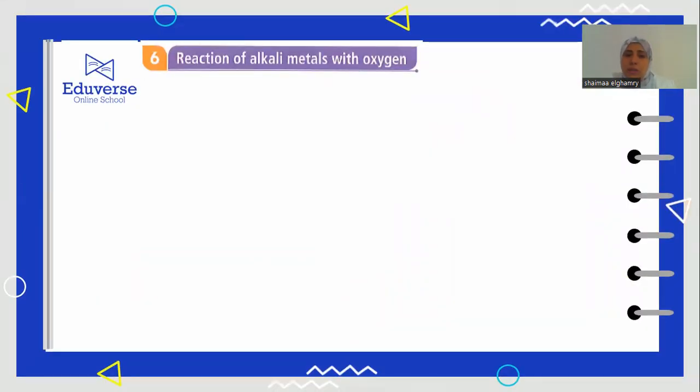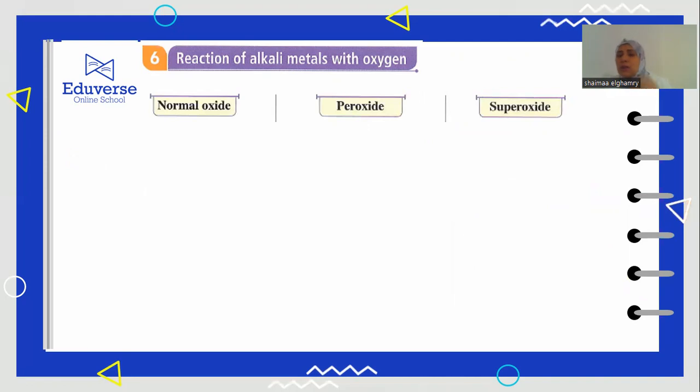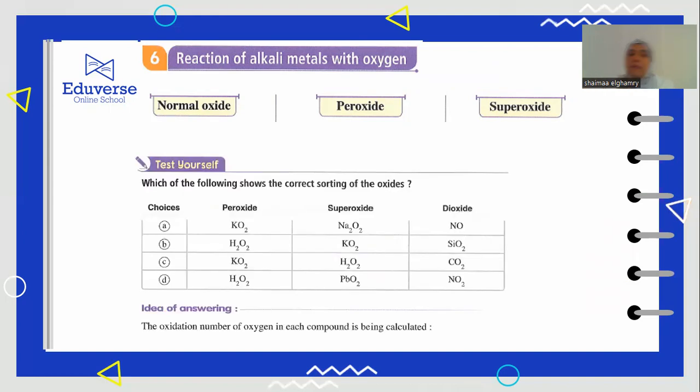Reaction of alkali metals with oxygen: they react with oxygen and give three different oxides: the normal oxide, peroxide, and superoxide. If the element is less active, it forms only normal oxide. If it is more active, it forms peroxide and normal oxide. If it is more and more active, it can form superoxide. What is the difference between them?